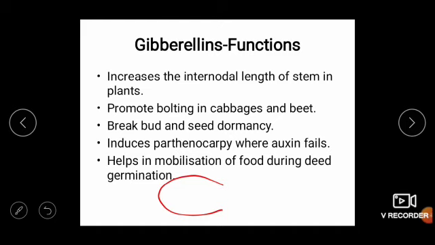The last one is that it helps in the mobilization of food during seed germination. During seed germination, how does the baby plant or the embryo get its food? It does not have roots. So whatever food is present in the cotyledons or the endosperm is used by the plant with the help of gibberellins, because gibberellins break the food into very simple substances so the embryo can easily absorb them.